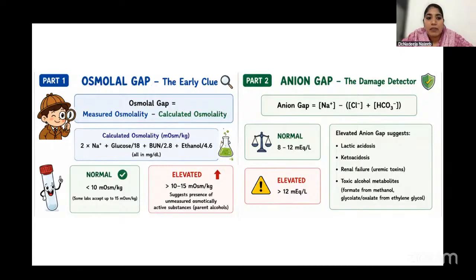Osmolar gap is the difference between the measured osmolality and the calculated osmolality. Osmolality can be calculated by the equation provided here, or you can use the online calculators on your phone. The normal level is usually considered 10 to 15 milliosmoles per kg. If it is elevated, it is termed a high osmolar gap. Methanol being an osmotically active compound increases the measured osmolality, whereas we do not use methanol in the equation. So we get a lower calculated osmolality, which gives us a higher osmolar gap. So in methanol poisoning, we get a higher osmolar gap.